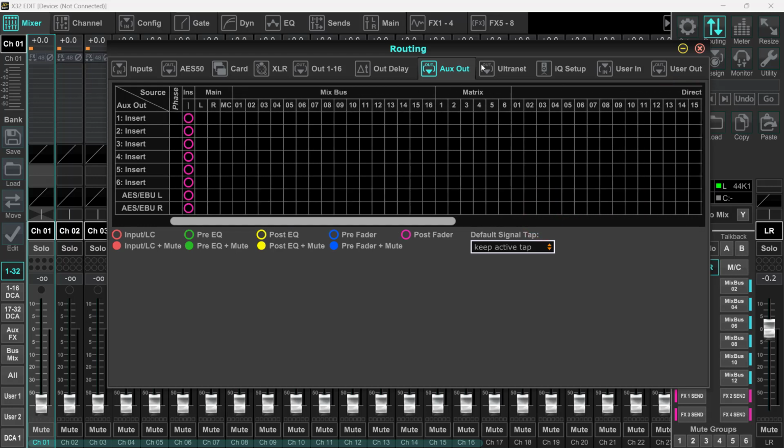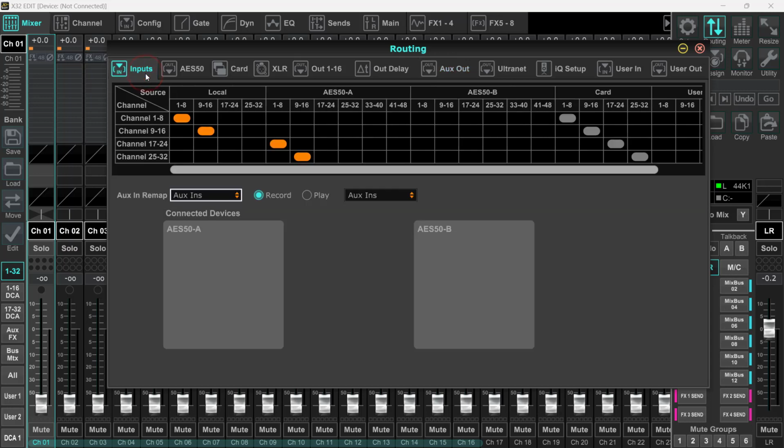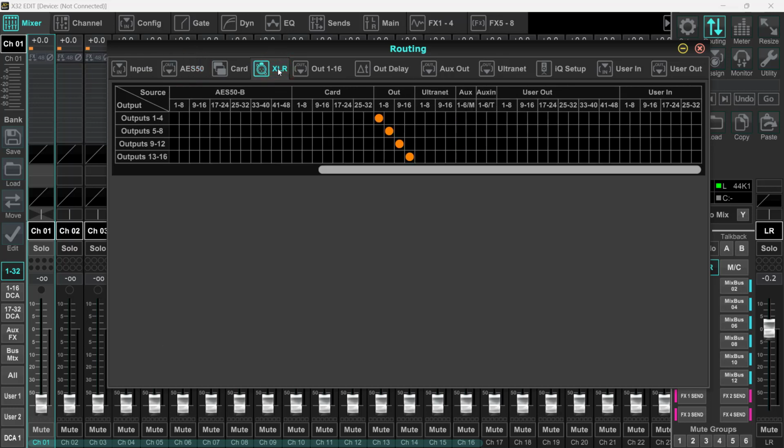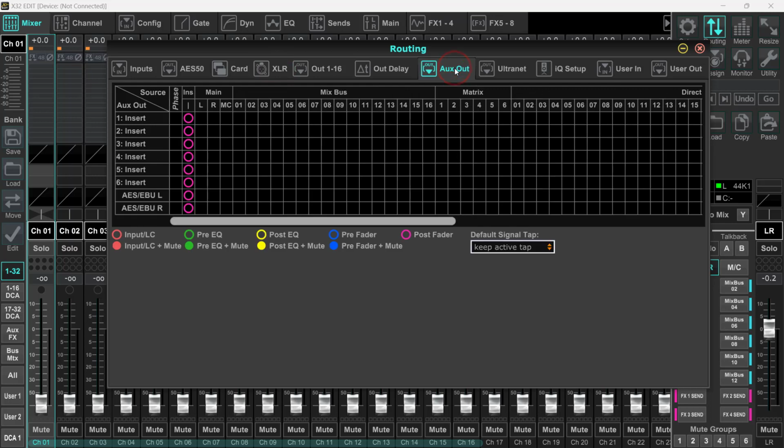And that's it. That is everything that we need to talk about when it comes to the AES50 outputs, the XLR outputs, and the auxiliary outputs.